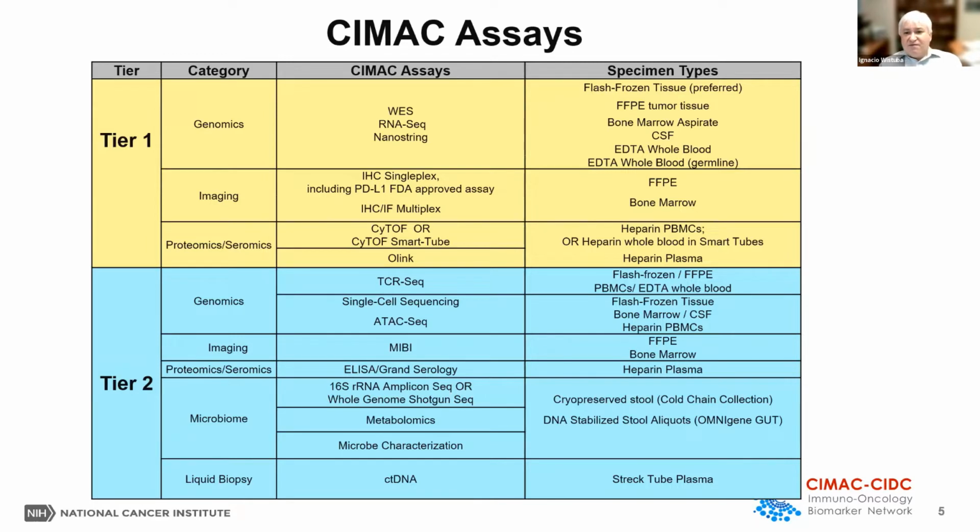Tissue can be fresh or fixed in formalin for preservation. Also, we have blood derivatives like plasma and peripheral blood mononuclear cells, and then we have other fluids like CSF, cerebrospinal fluid, for example. And also we have some special samples that can come from the bone marrow, like bone marrow aspirate or tissue. And I already mentioned the opportunity to do stool microbiome.